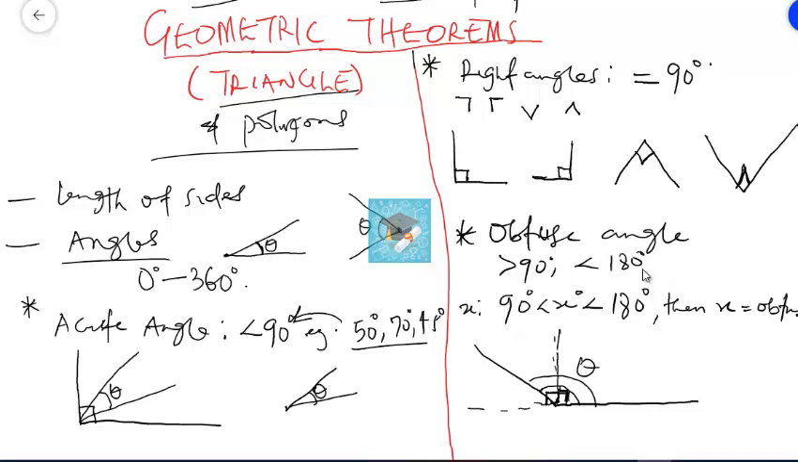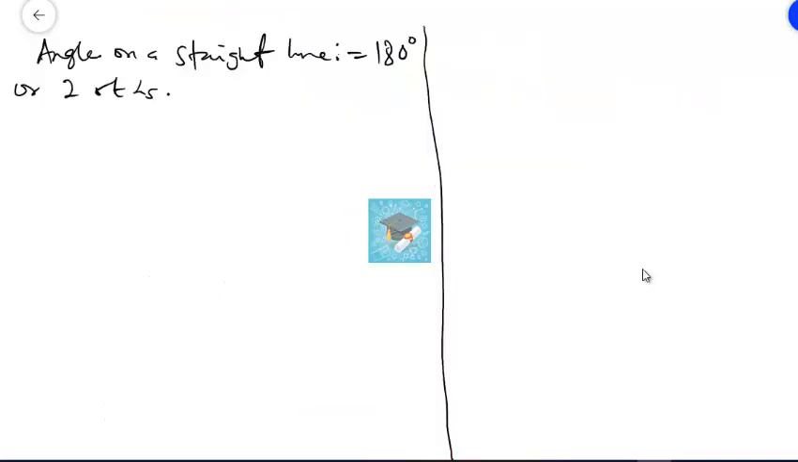And again, let me make some clean board. So the next type of angle we have is angle on a straight line. Angle on a straight line is exactly 180 degrees, or you say it's two right angles. So when you have a straight line, the angle subtended by that straight line is what? 180 degrees. So this is angle on a straight line. Or you say it's two right angles, because this is one right angle and this is another right angle. One right angle is 90 degrees. So angle on a straight line is 180 degrees.